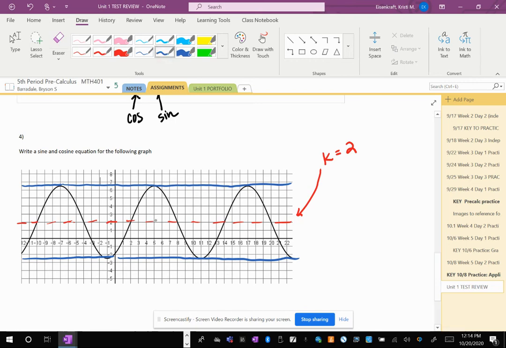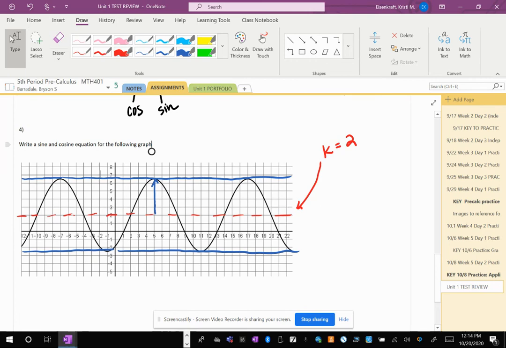The amplitude, it looks like we're going from 2 all the way to 6.5, right? Which is 4.5. So the amplitude is 4.5. All right, so far so good.